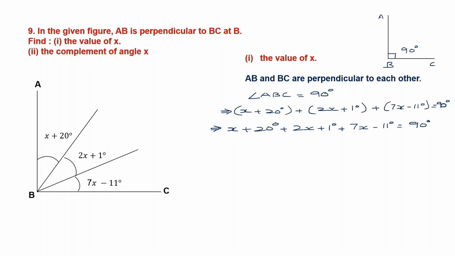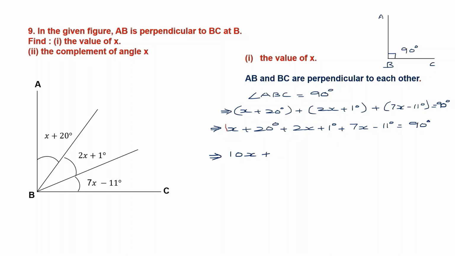So first thing, let's take all the x terms. So this is 1x. Then we have plus 2x plus 7x. So what we're going to do is we're going to add only the numbers. Okay, so let's add up the numbers. 1 plus 2 is 3. 3 plus 7 is 10. So that is 10x.